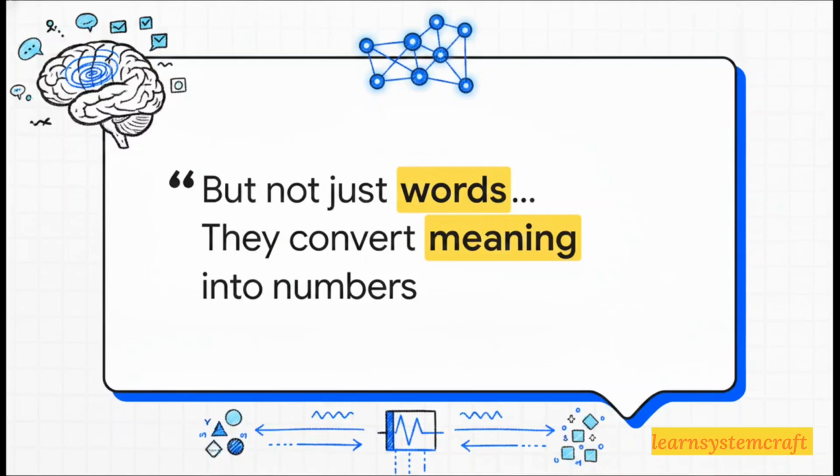To put it even more simply, embeddings are not just words translated into numbers. They are meaning captured as numbers. These numbers represent the context, the intent, the similarity, and the relationships behind the words we use.